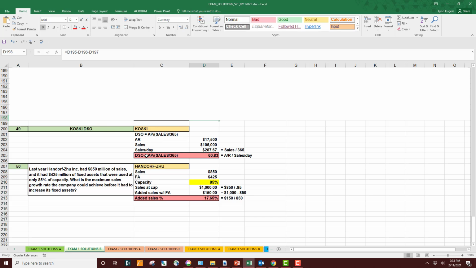This is back to the Costco balance sheet up there. They want day sales outstanding. They've given you accounts receivable and sales. So that's sales per day, then accounts receivable per day divided by sales per day.